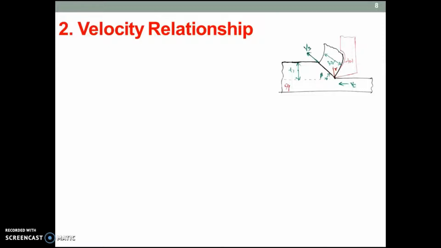So uncut chip thickness you have taken as T1, cut chip thickness as T2. So the ratio is T1 by T2, which is always less than 1 because the cut chip thickness is more than the uncut chip thickness, and it is denoted by some notation like R. Next, today in this class we are going to discuss the velocity relationship.